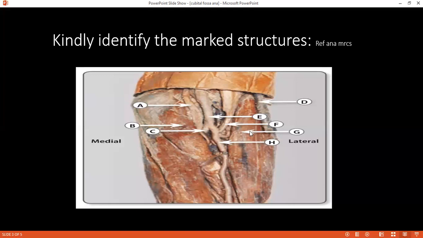So if you can identify number G, please. No, sorry, it's radial artery. I mixed the two sides. This is radial artery, that's why I told you this is lateral side. So you have to think. Okay, if you can identify number G, please. Pronator teres, yes. Pronator teres muscle.